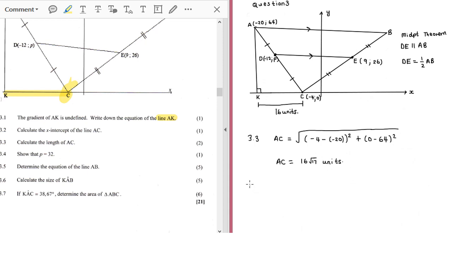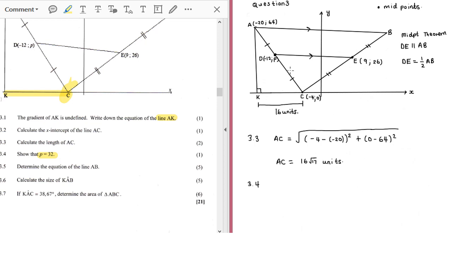Question 3.4 says show that the value of P is equal to 32. So P is located here in this coordinate of D. What do we know about D? We know that D and E are the midpoints. So let me just do this. Over here we have made these dark dots. Those two points are midpoints.